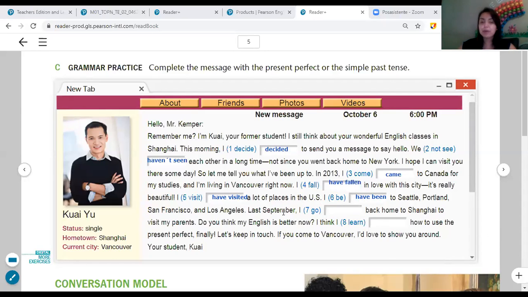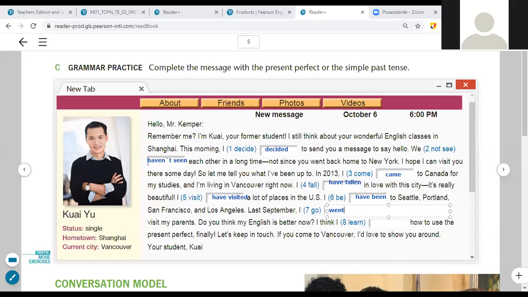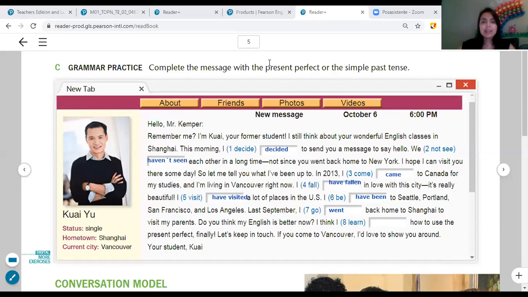Last September, what is the past of go? Anybody? The past of go is went. Last September, I went, okay? Porque aquí sí nos dan un tiempo específico. ¿Cuándo fue? El septiembre pasado. Back home to Shanghai to visit my parents.